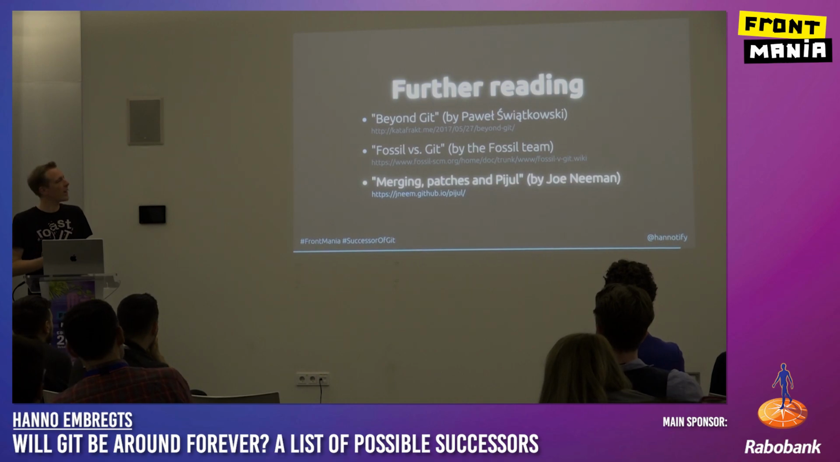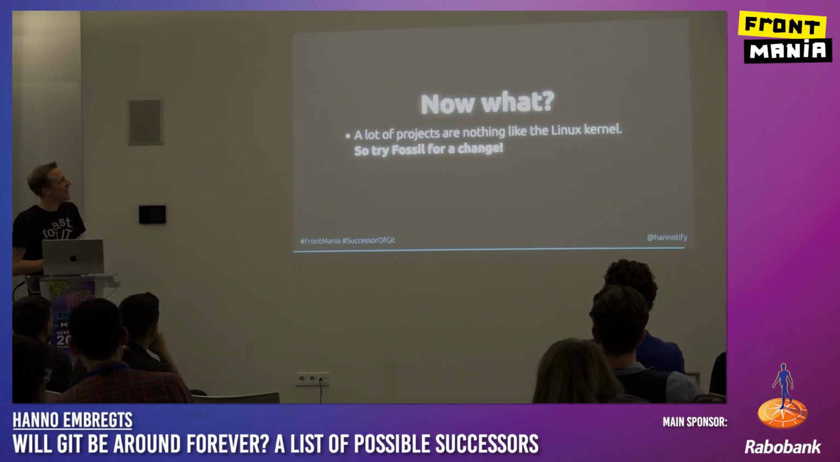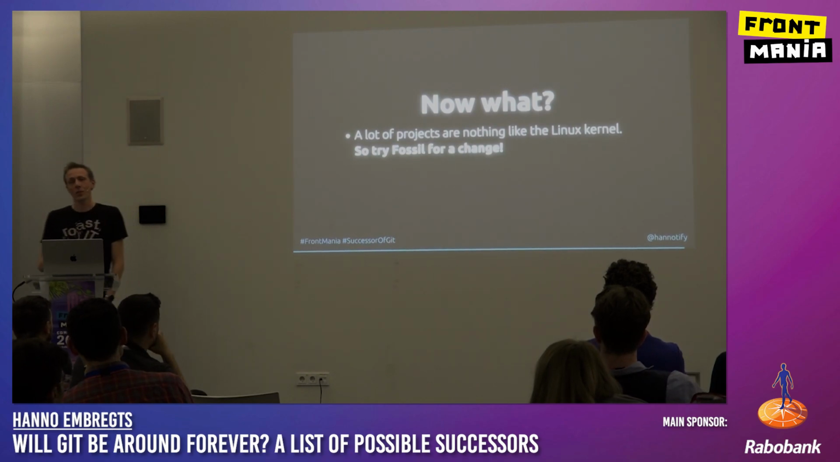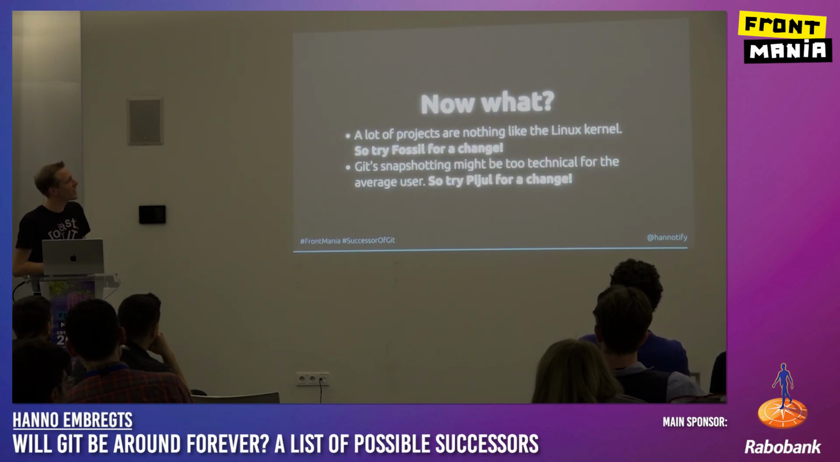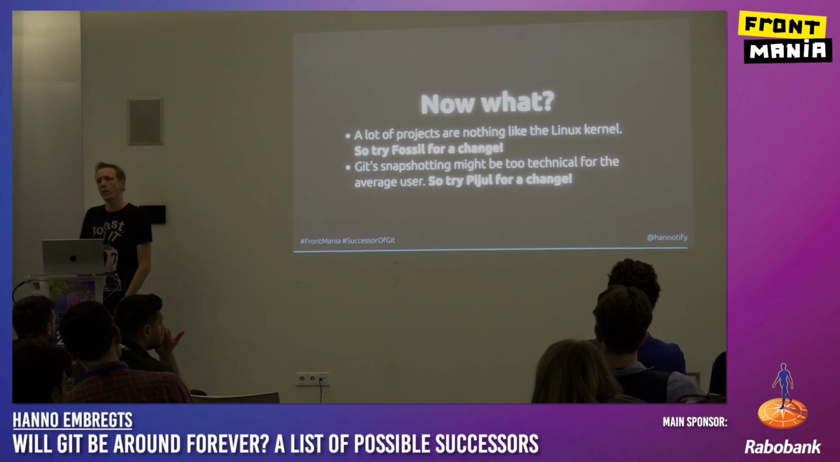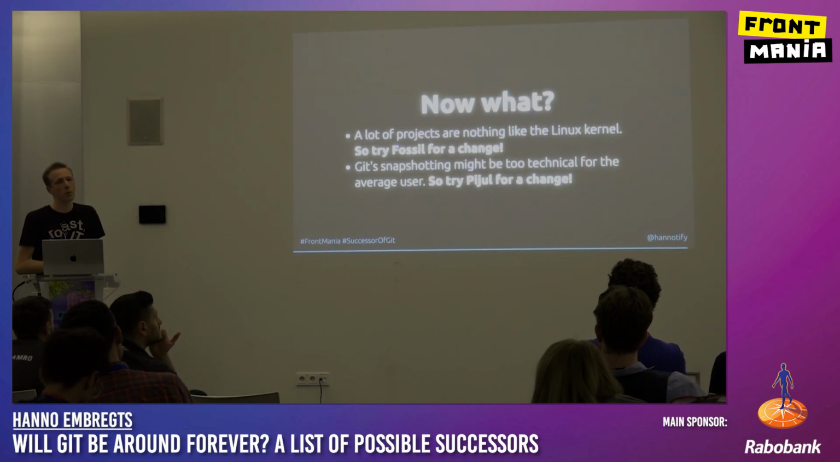What should you do right now? Well, actually, I've got a slide that says, now what? If your project is nothing like the Linux kernel, small scale, all the developers, just try Fossil for a change, see if you like it. And the same goes for Pijul. If the snapshotting is too technical for your team, try Pijul and see if it helps you. And maybe it will become a bit more popular in the future.